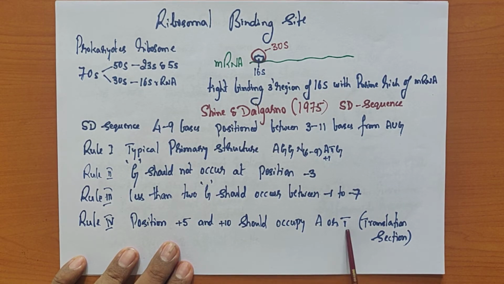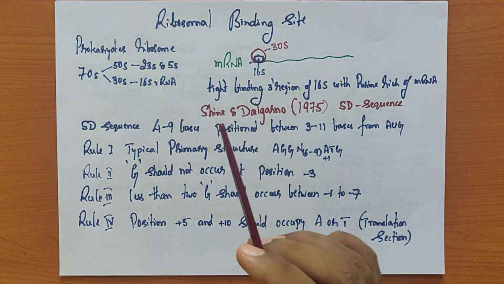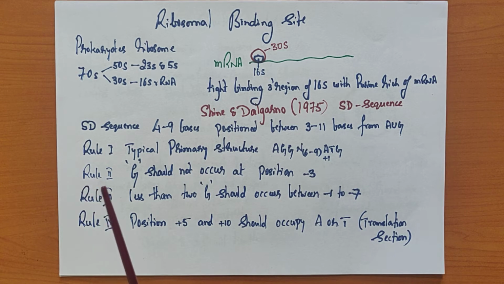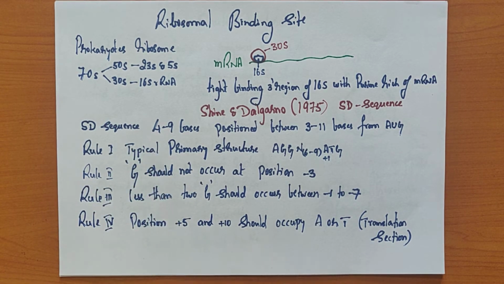If there is A or T, then again the protein translation is going to be difficult. So now this is the ribosomal binding site. What I want to tell you is that in the case of an expression vector, we need to have the promoter, and the promoter should be strictly under our control.